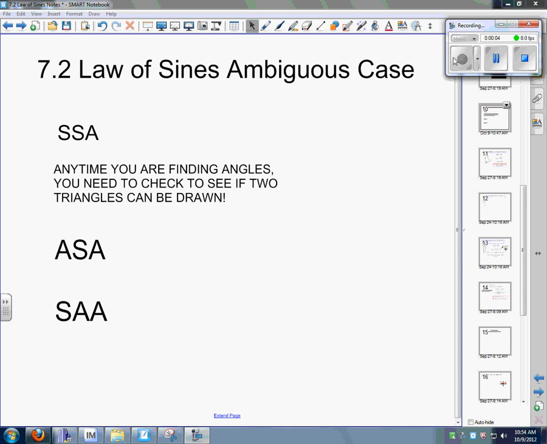So this is going to be the second half of section 7.2. Law of Sines, you have to watch out for this ambiguous case. So we don't do it day one, we just stay with the one triangle or the no triangles, but we introduce this on day two.